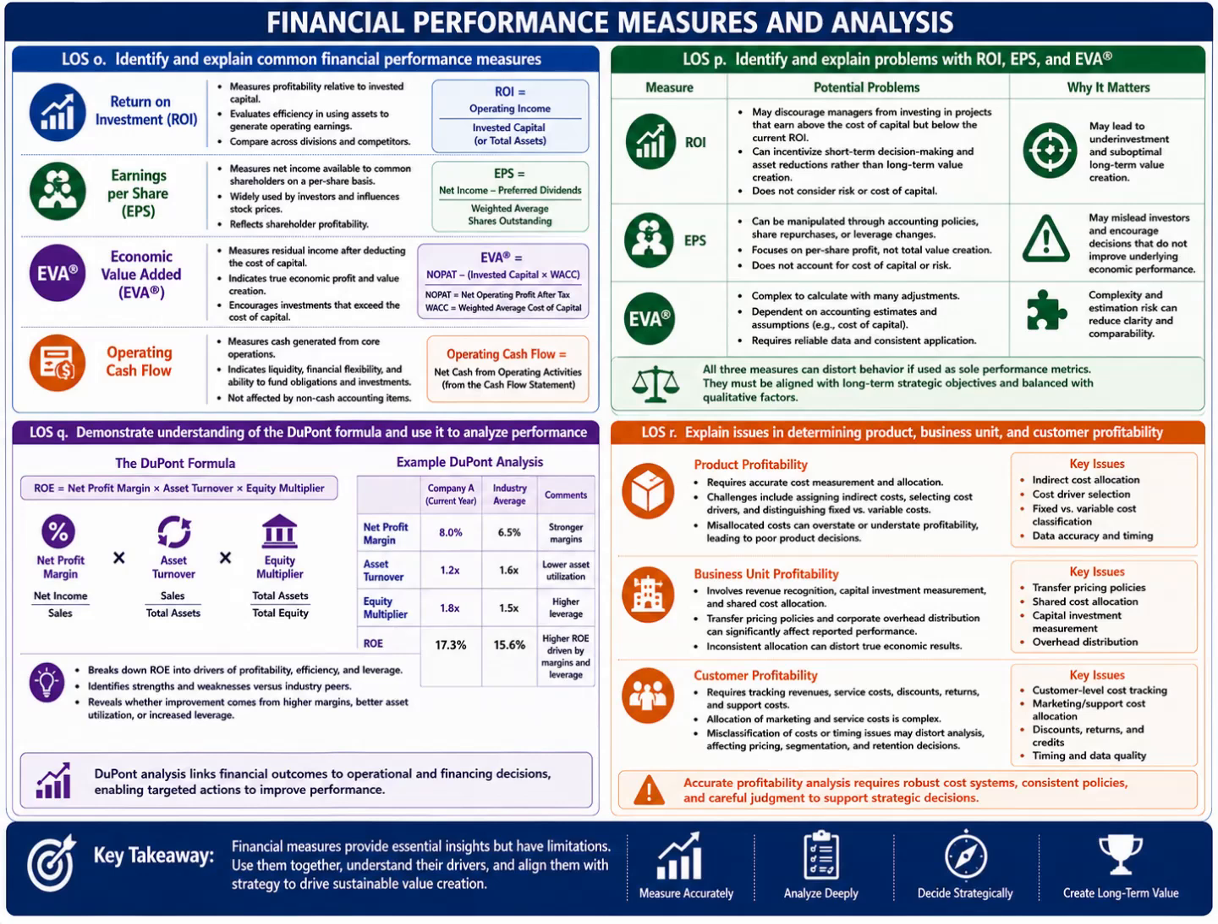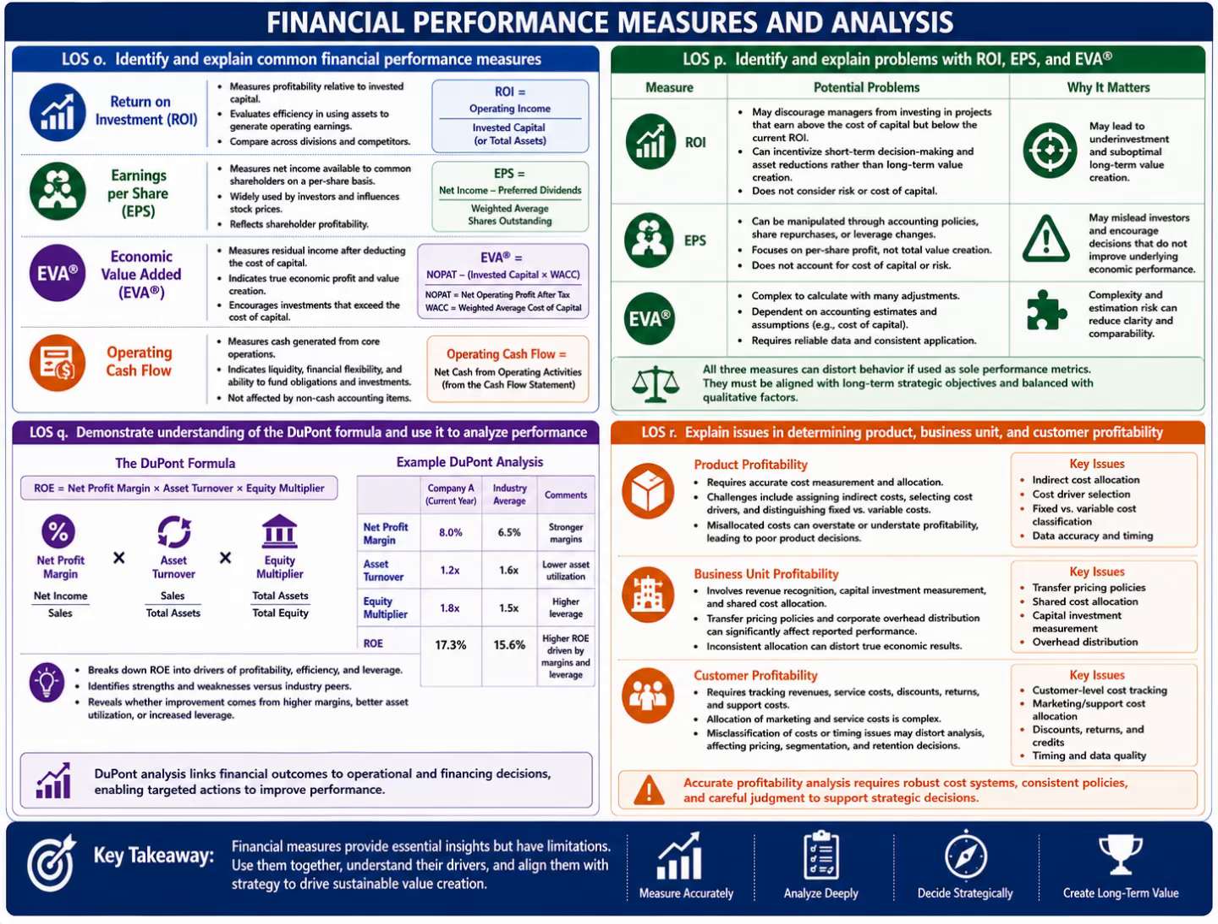By separating profitability and efficiency drivers, DuPont analysis allows managers to identify strengths and weaknesses relative to competitors within the same industry. For example, a firm may have lower margins but superior asset turnover. Comparative DuPont analysis enhances strategic evaluation by linking financial outcomes to operational and financing decisions. It supports informed recommendations to improve margins, optimize assets, or adjust capital structure.